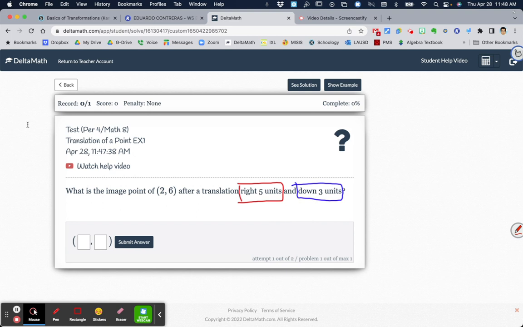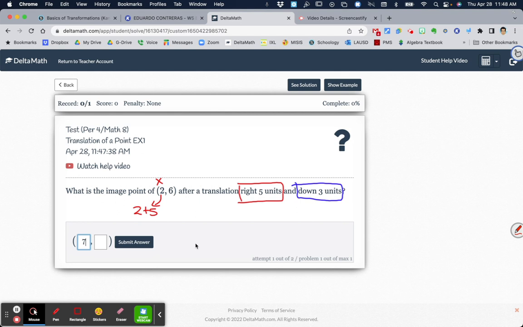So if it says right 5 units, that affects x. Remember we learned that yesterday? Now what would we do to the 2 if we want to go right 5 units? Add. We would do 2 plus the 5 units we need to go, so that's 7. So over here we would put 7.